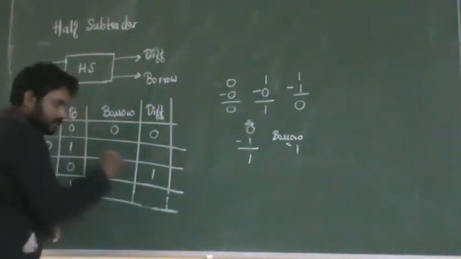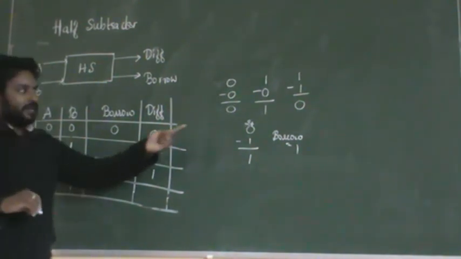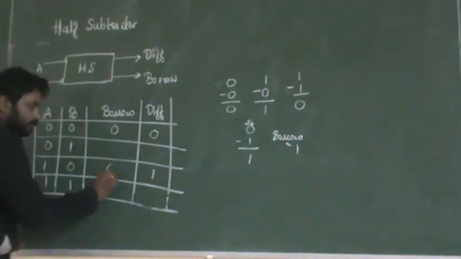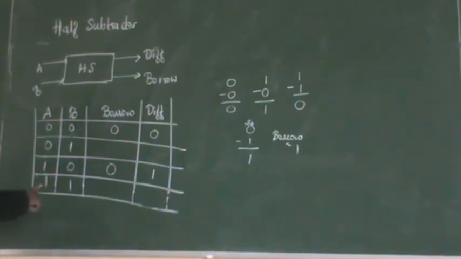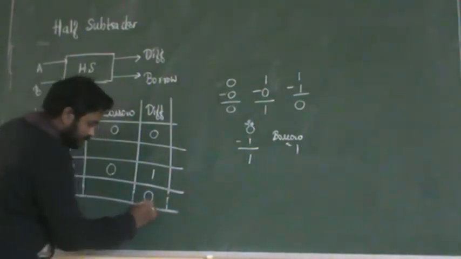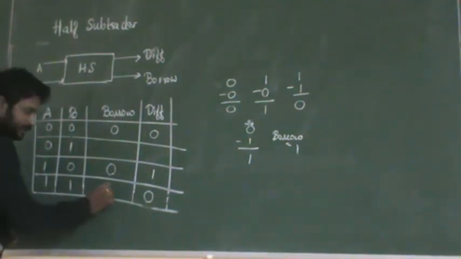So the difference is 1. Are you taking any borrow here? You are not taking, so therefore borrow is 0 here. Okay, 1 minus 1, the difference is 0. Are you taking any borrow here? You are not taking, so therefore it is 0.